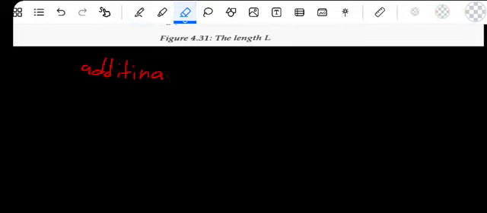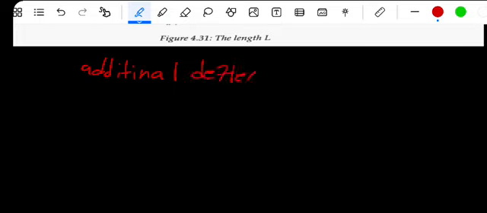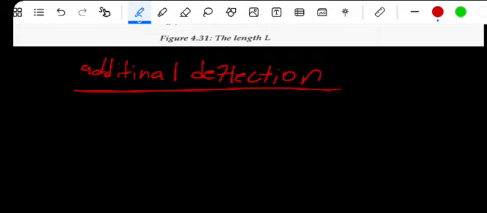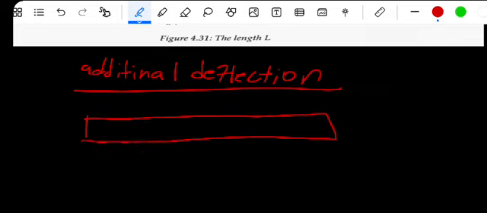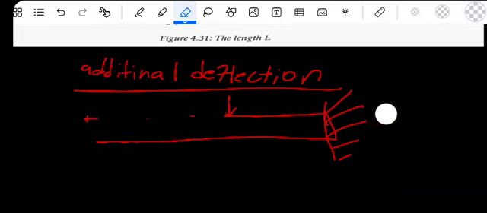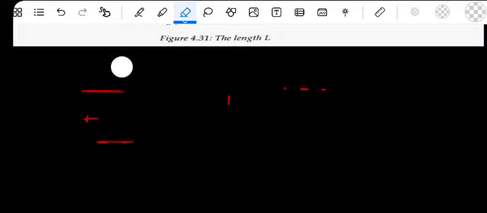We'll have some additional deflection if the point load is not acting at the free end. If you have a cantilever, then the weight is not acting here at the end. As long as it's acting anywhere, if it's fixed there, you'll have additional deflection. Okay, we'll discuss this now. We'll have what we call additional deflection.